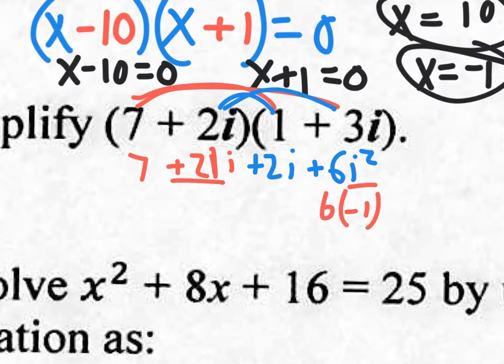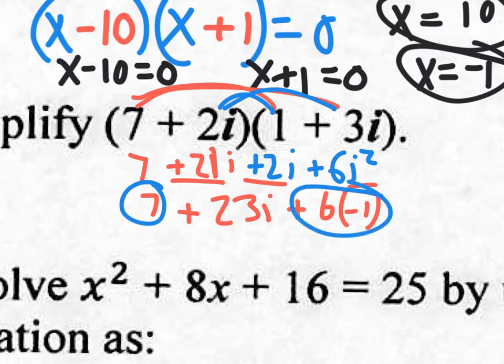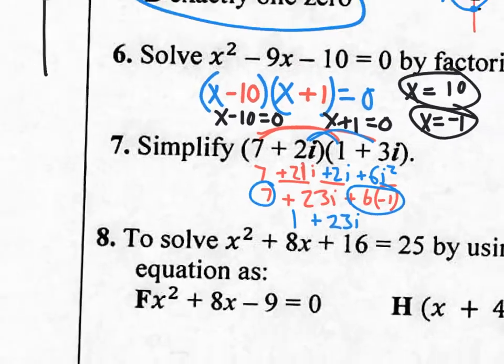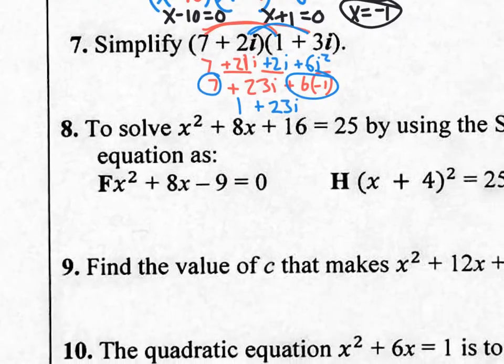And we could combine these middle values, the 21i plus 2i, that's 23i. And again, this is a plus 6 times -1 with a plus 7 out here in the front. Let's combine the 7 with the -6. So that's really just going to be a +1 plus 23i. And that's your complex number answer for that question right there, which is number 7. Let's move on to number 8.